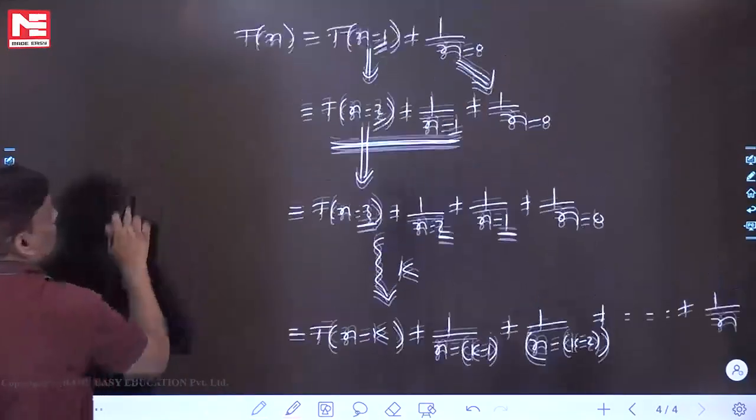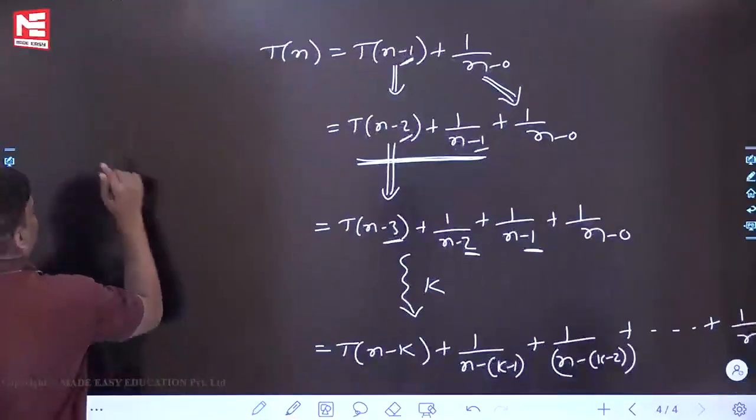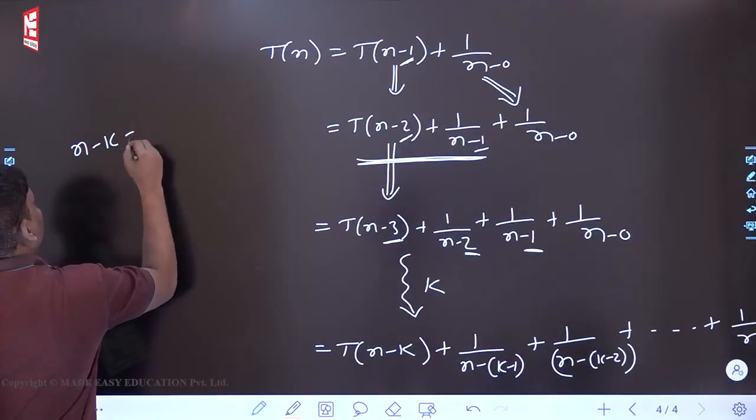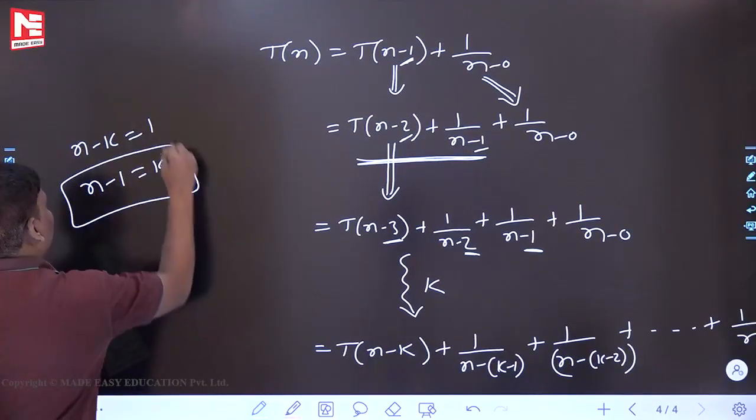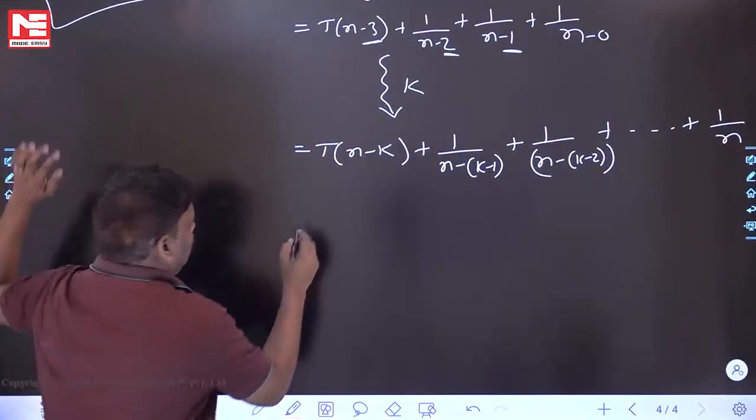Next one, let me find out the k value. What is the termination here? That is also the same thing. What is the answer? n minus k is equal to 1. n minus 1 is equal to k. k is n minus 1. Right? Let me write now.